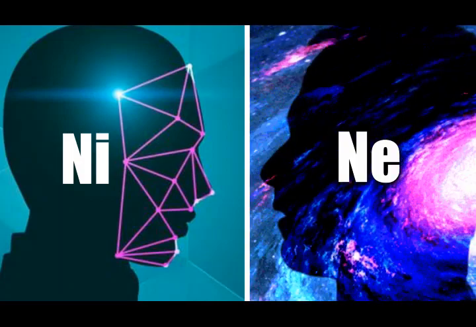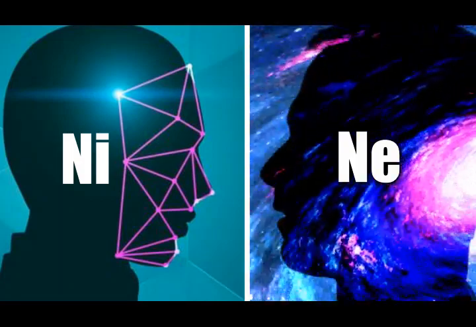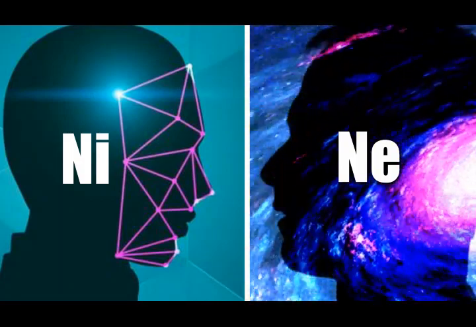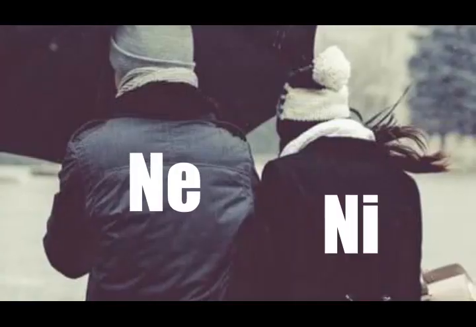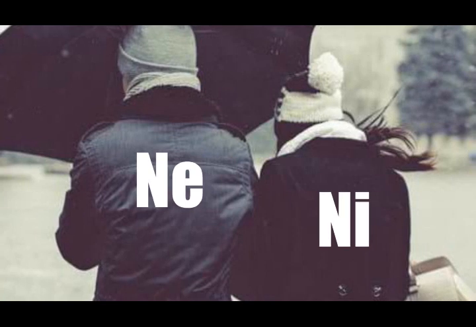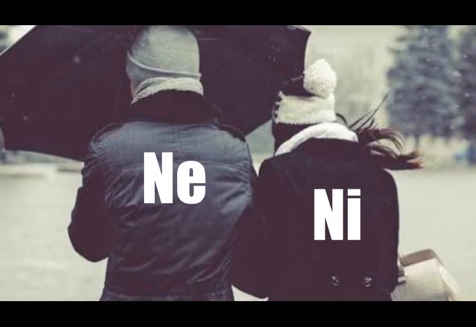For INTJ, their use of Ne typically emerges in response to having their dominant Ni perspective being opposed or obstructed by someone or something. When this happens, INTJs may double down stubbornly and use Ne to defend their Ni interpretations.